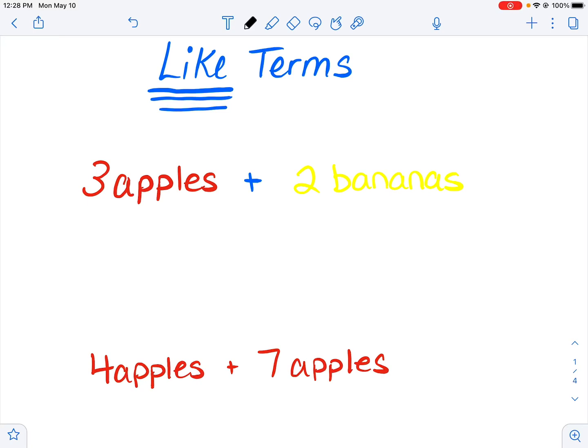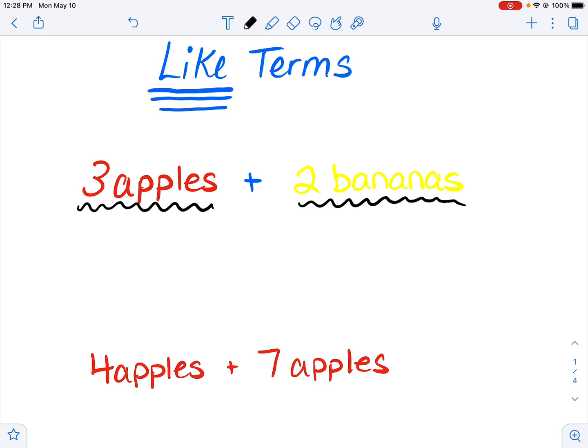This is a video on like terms. Okay, so let's talk fruit. Let's say you had 3 apples and 2 bananas. You can't add those together. They're different. You can't add 3 apples plus 2 bananas. Can't do it.